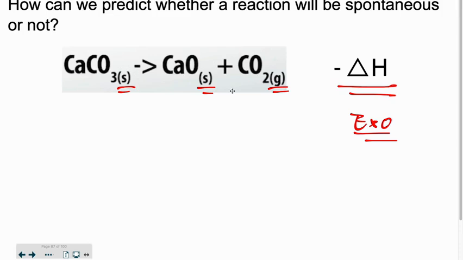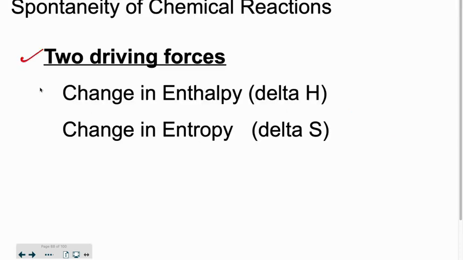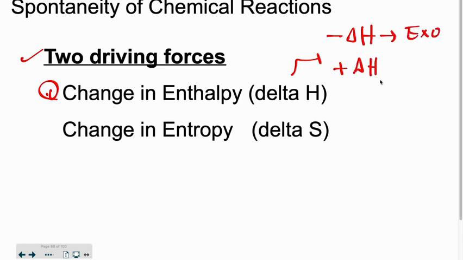Well, let's take a closer look. There are two driving forces that cause a reaction to be spontaneous or not. And one of them is change in enthalpy. Well, change in enthalpy we have seen when we did energetics. Change in enthalpy is represented as delta H. Now, delta H can be negative, or your delta H can be positive. If your delta H is negative, we are dealing with an exothermic reaction. When the delta H is positive, we are dealing with an endothermic reaction.